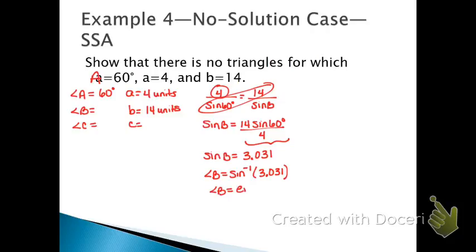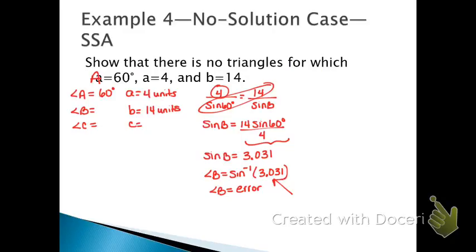Error domain. Error domain means the input. What did we put into the calculator? The 3.031. Why is that not okay? Because it has to have two sides, doesn't it? Like, you have to divide something. No. It came from that 14 sine of 60 divided by 4, but that's okay.